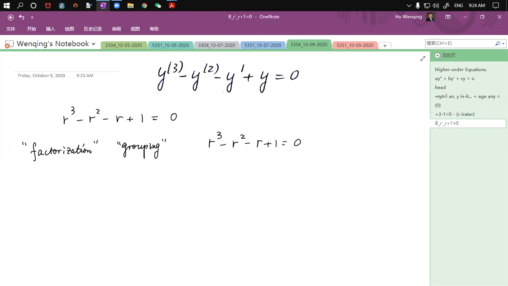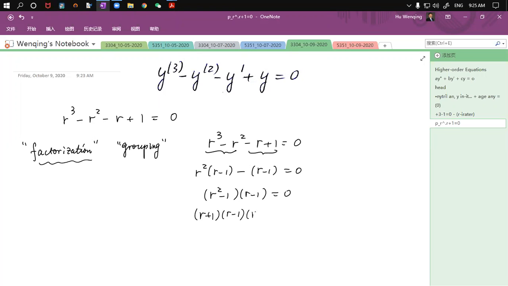By grouping, it means, for example, I want to have r cubed minus r squared minus r plus 1 equal to 0. How do I group? I'm going to group the first two terms and the second two terms. So that's r squared times (r minus 1) minus (r minus 1) equals 0. That gives (r squared minus 1)(r minus 1) equals 0. Representing this third order polynomial as a product is called factorization. It is very important high school mathematics, and it is also very useful here. You can do further factorization: r squared minus 1 is (r plus 1)(r minus 1), so we get (r plus 1)(r minus 1)(r minus 1) equals 0. That means the first root is minus 1, and the second and third roots are repeated. They are equal to 1.